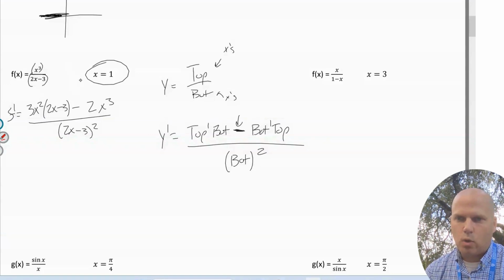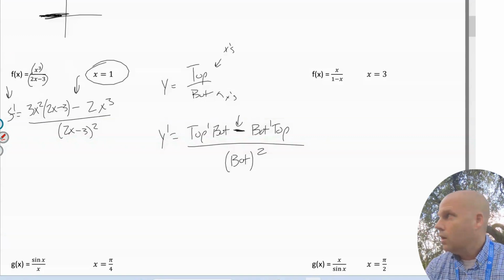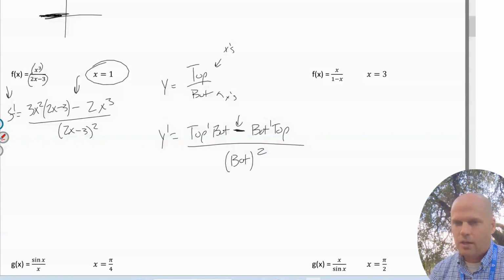Now, if I ask you to plug in 1, you could plug in 1 into this as it looks like, and that's fine. However, for your test, you won't always be asked to find a slope and a value. Sometimes you're just going to be asked for the slope equation. Now, for a multiple choice question, you have to simplify. So I'm going to show you how you would simplify this. So this is us practicing simplification.